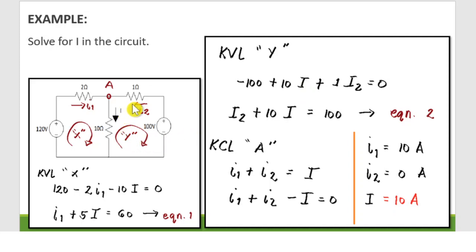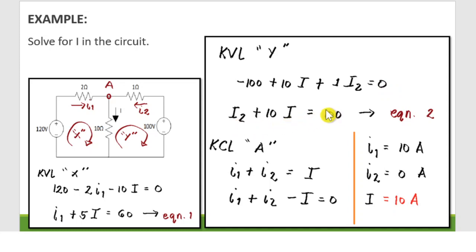Then it passes through this 1 ohm resistor. Loop Y is to the right, but our I2 is to the left. It is of opposite direction. That would be a positive IR drop. So positive 1 I2 equals 0. Simplifying the equation, that would be I2 plus 10I equals 100.